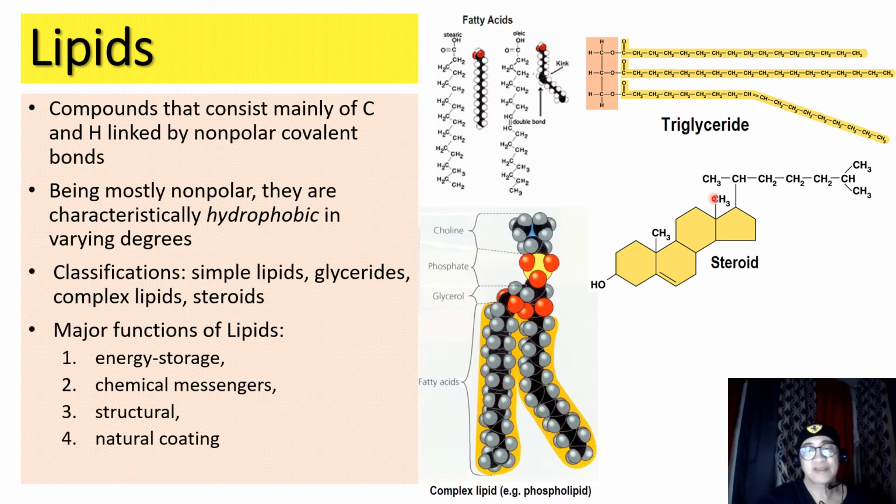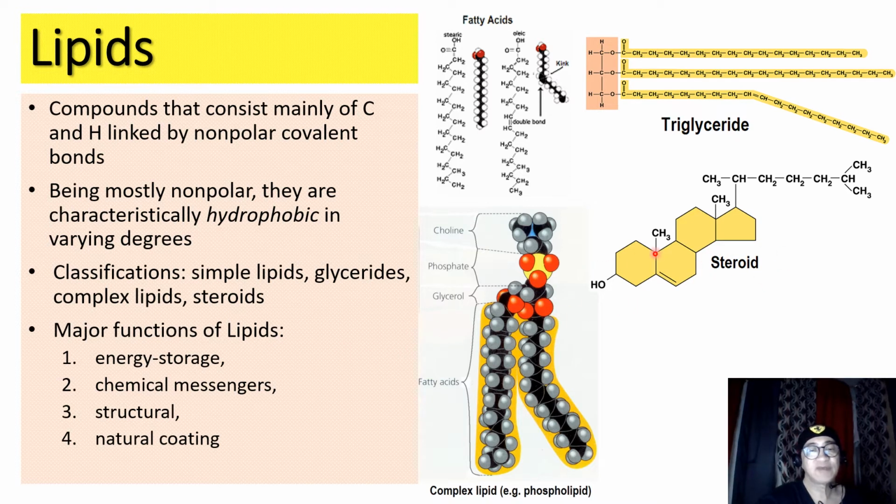The third classification here is steroid, made up of 4 fused rings of carbon atoms. Good examples of steroids are the sex hormones that I showed earlier in a slide, testosterone and estradiol. And then cholesterol as well is a steroid. Cholesterol is also a very important component of the plasma membrane that makes the plasma membrane fluid as well.